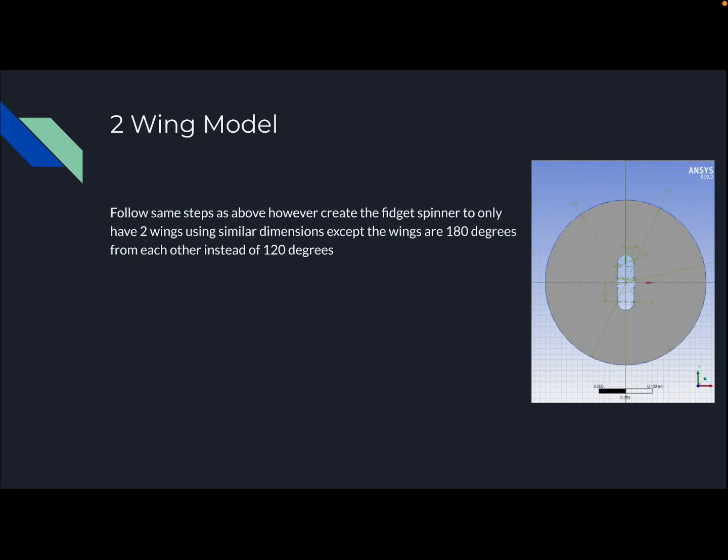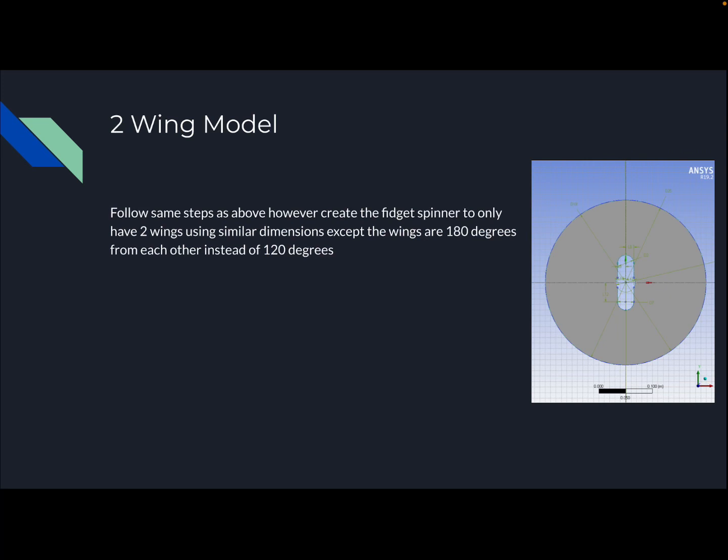Alright, so now we're going to go into the two-wing model and how we got that all set up. It's going to be very similar, in fact, pretty much exactly the same as the three-wing model. The only difference is the geometry of it. In the makings of it, we have 2 wings, not 3, and the wings are separated by 180 degrees here, versus in the 3-wing they're 120 degrees.